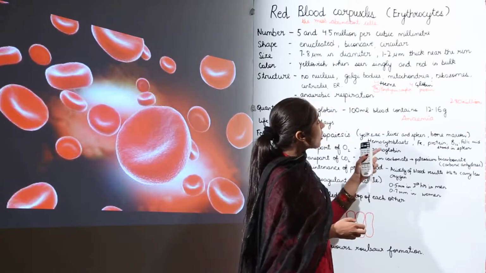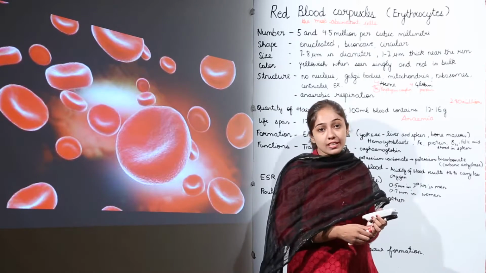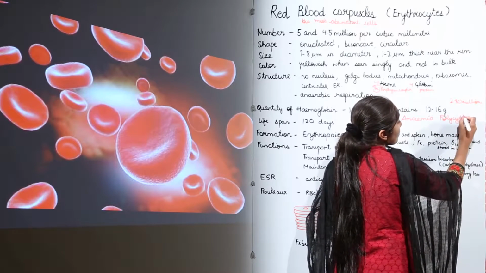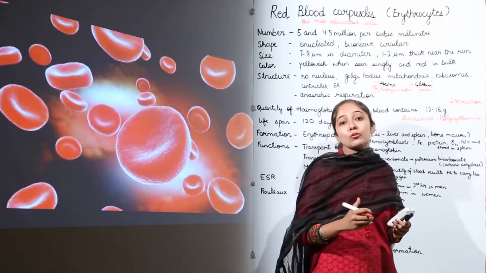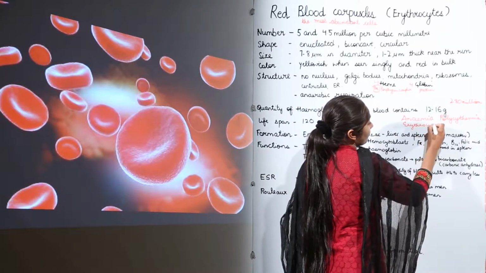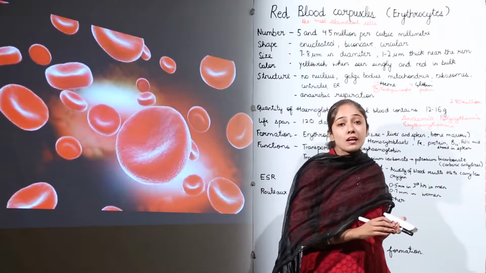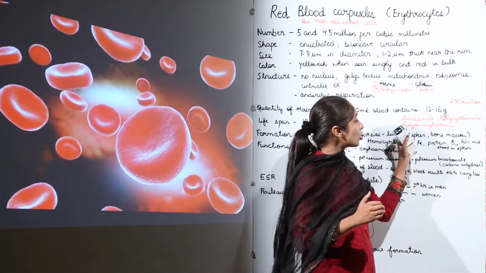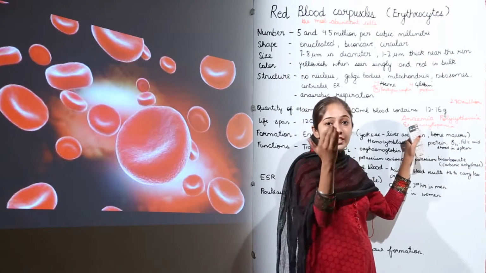Then, if we talk about the number of RBCs, when there is abnormal increase in the number of RBCs, the condition is termed as polycythemia. And when there is abnormal decrease in the number of RBCs, the condition is termed as erythrocytopenia. Now, when we suffer from erythrocytopenia, there is oxygen deficiency in your body.